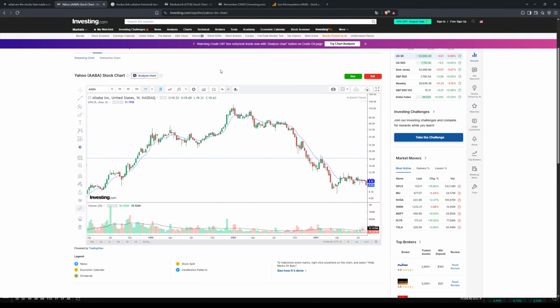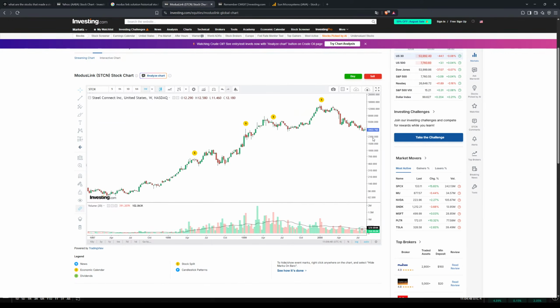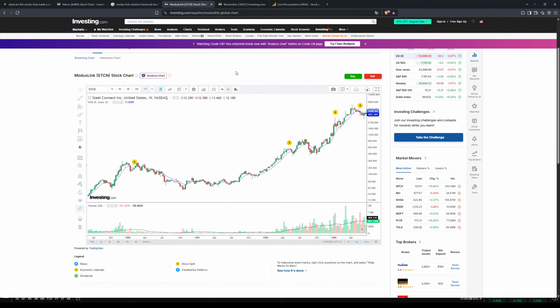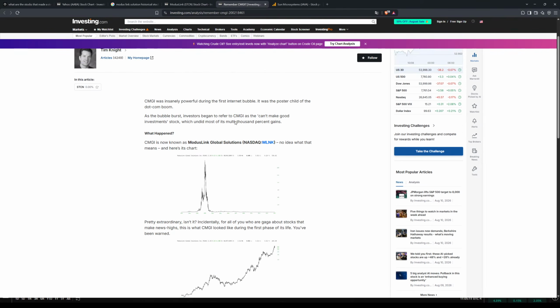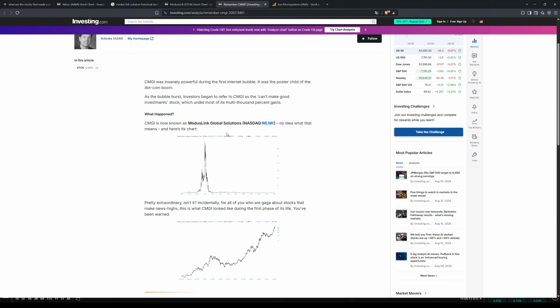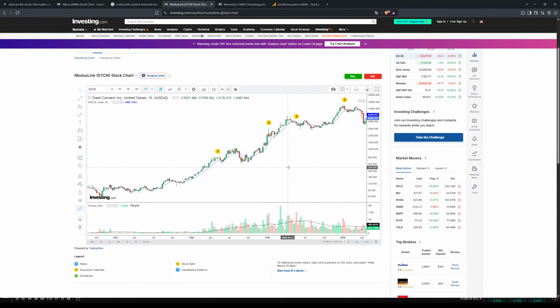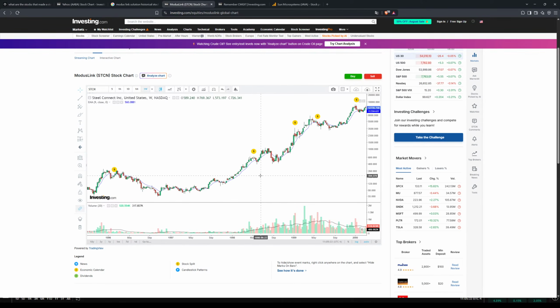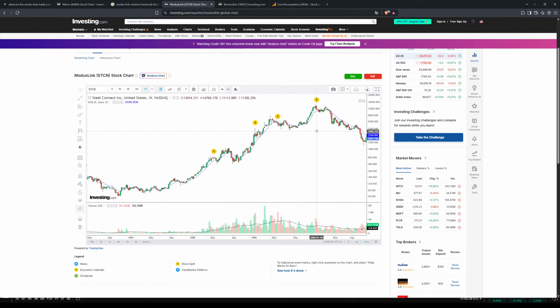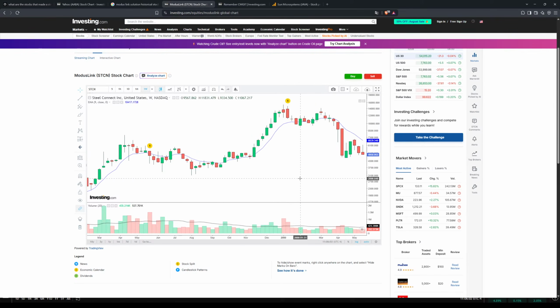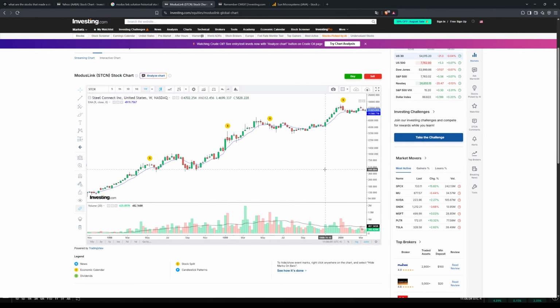Yep, so this is Yahoo, and the next one. This one is called Modus Link. Probably it was called CMGI before, back in 1999, 2000. And this is like a really crazy move. It's going up from like $100 to $15,000 in 2.5 years. So this one also looks pretty similar to Yahoo.